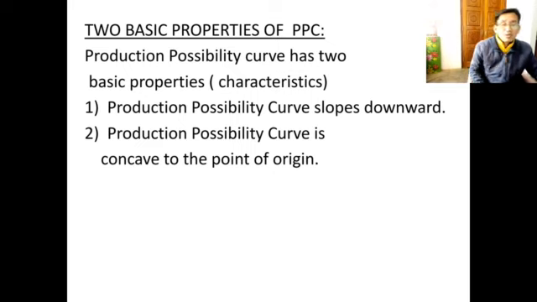Okay, so number one, the production possibility curve slopes downwards, and number two, the production possibility curve is concave to the origin. So why is it so? The production possibility curve slopes downward from left to right. We can have the previous slide, we can have it like this.